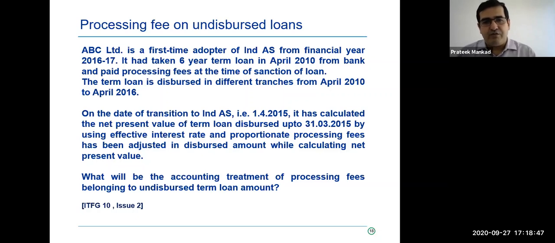If you believe drawdown will happen, keep it parked in your balance sheet as an expense incurred in advance or as an advance asset. And that is the response of the ITFG.